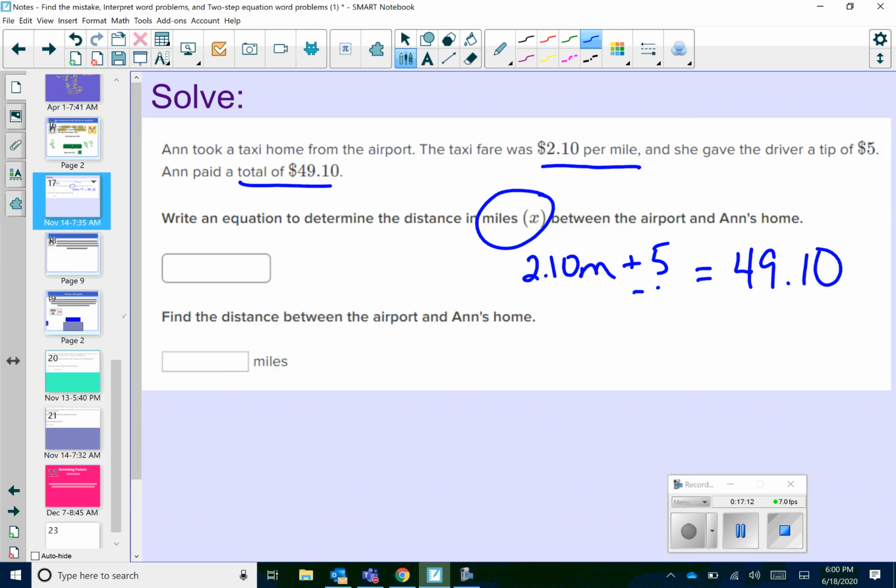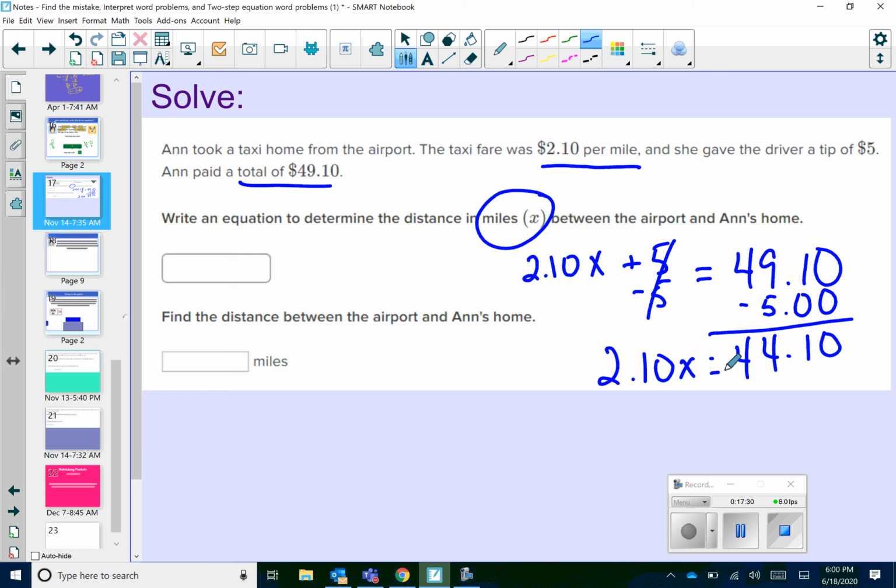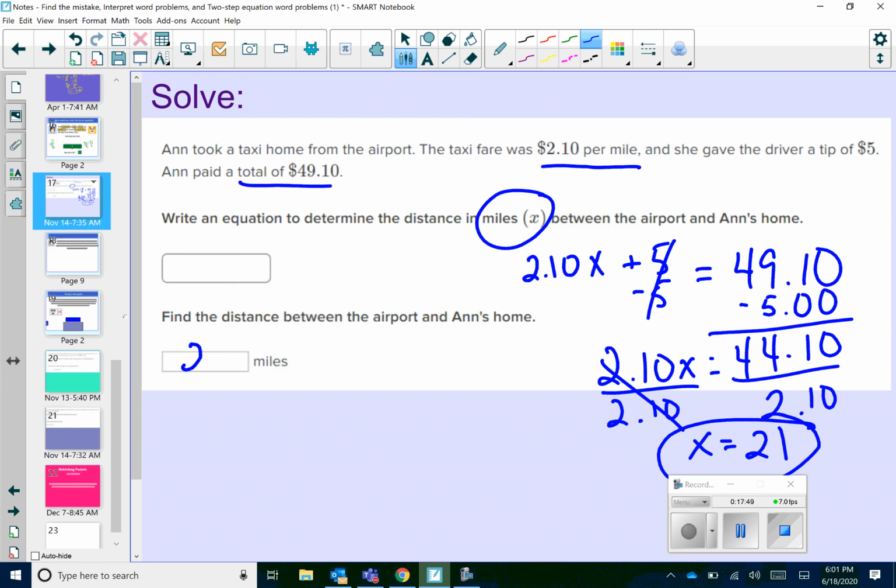Now you guys can use calculators with these problems. You'll notice in this skill there is a little calculator icon at the top, which means that you are welcome to use it. So we're left with, oops, I'm using the wrong variable here. Hang on, let's switch out m and use the right one, which is x. So that leaves me with 2.10x equals 44.10, and then we're going to divide both sides by 2.10. On my calculator, 44.10 divided by 2.10 gives me an answer of x equals 21 miles. So our equation was 2.10x plus 5 equals 49.10.